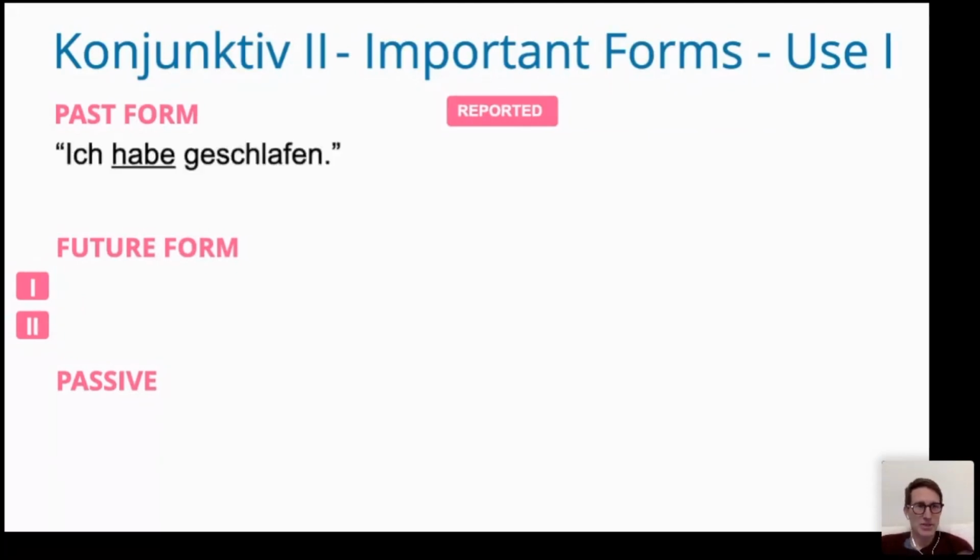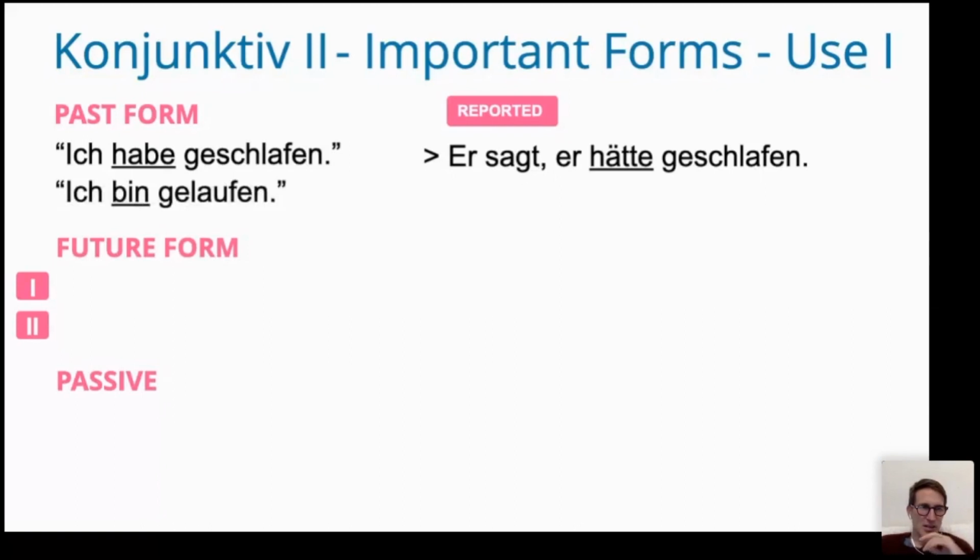Ich habe geschlafen, says someone directly. And if you report that, sagt, hätte geschlafen. He said he slept. He would have slept, literal translation. And in the past, we have also the bin form, ich bin gelaufen. Sagt, wäre gelaufen. He said he was running. Again, the translation doesn't really help. Literal translation would be, he said he would have been running, something like that. Wäre is would have been.